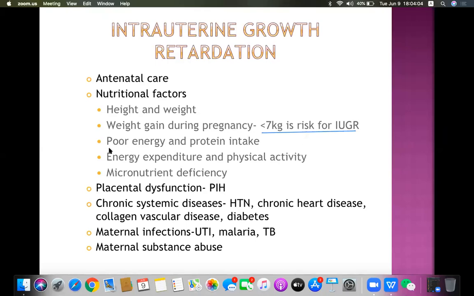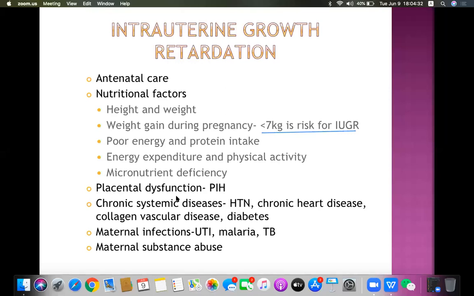Maternal malnutrition is a cause of IUGR. Excessive energy expenditure and excessive physical activity are a cause of both preterm delivery and IUGR. That's why we usually say the pregnant lady should take enough rest, especially in the third trimester. And micronutrient deficiency like iron deficiency and vitamin deficiency can also lead to an IUGR baby.